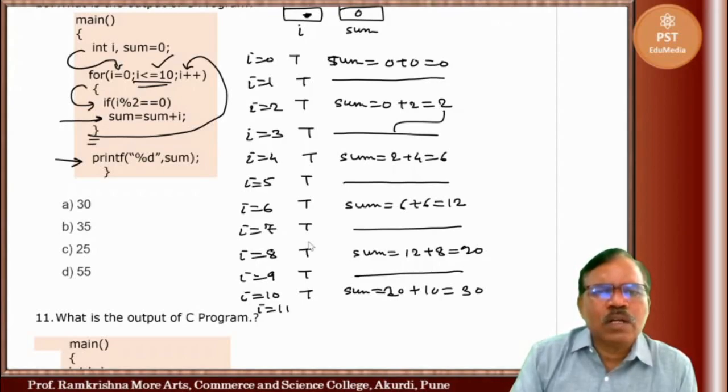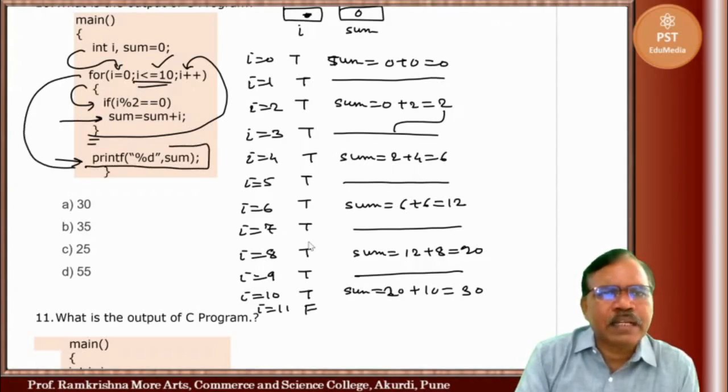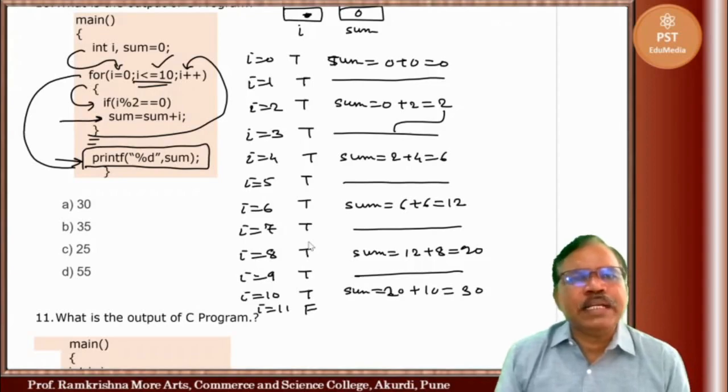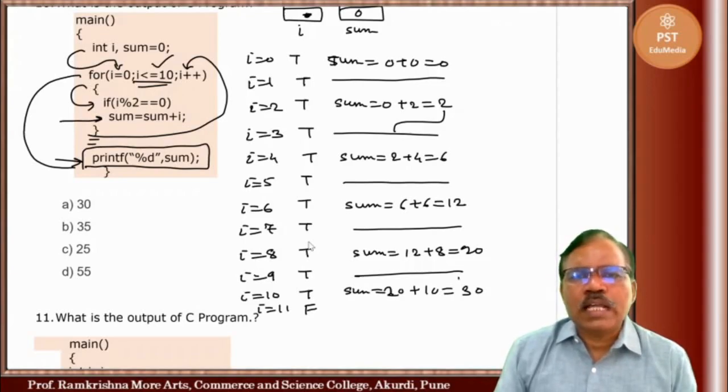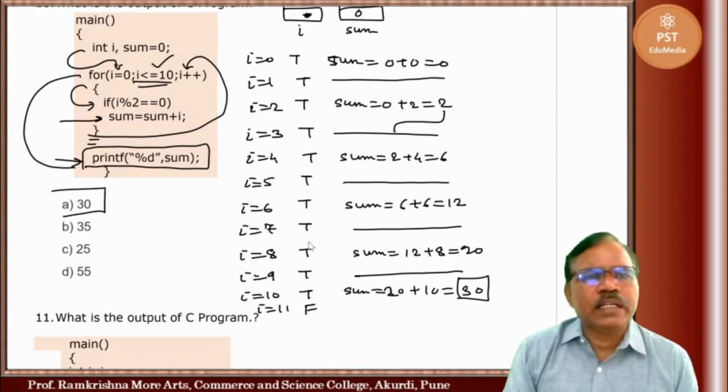Now i equals 11, now the condition is false, so it will come out of the loop and this printf statement is executed. It will print sum, so the last value of sum is 30, that is printed, so you will get 30 as output.